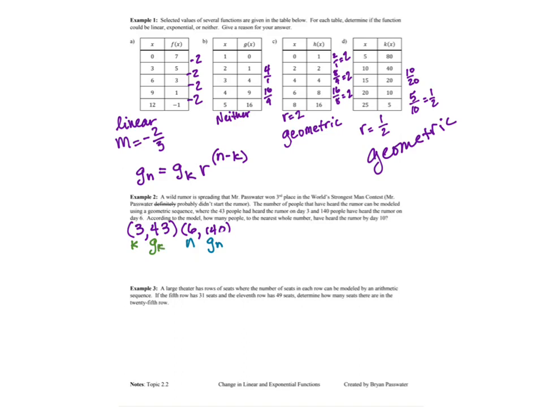So now we can plug in. For g sub n, we got 140 equal to 43 times r. I don't know r. To the, we want 6 minus 3. I tried to color code so you could see exactly where these numbers are going in here.